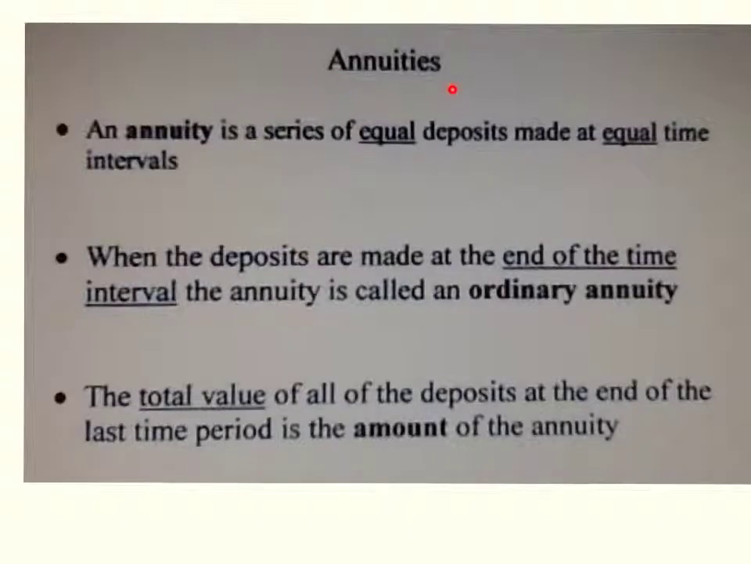Annuities then. An annuity is a series of equal deposits or payments made at equal time intervals. So those could be weekly, they could be equally monthly, they could even just be equally annually. When deposits are made at the end of the time interval, so at the end of the week or the end of the month, then the annuity is named an ordinary annuity. If the payments were made at the beginning, then we would call it an annuity due.